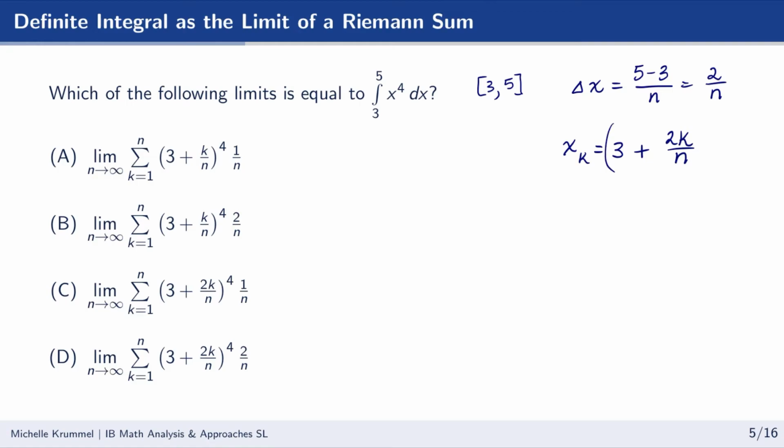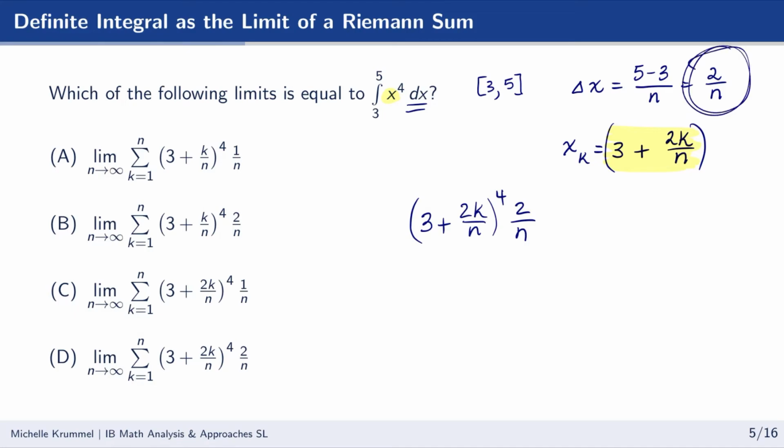That's what is going to take the place of the x. So let me highlight that. All of this right here is going to replace the x from the integral notation. So we'll make a substitution. We've got 3 plus 2k over n. That's the x. It's raised to the power 4. Then the dx right here is the 2 over n.